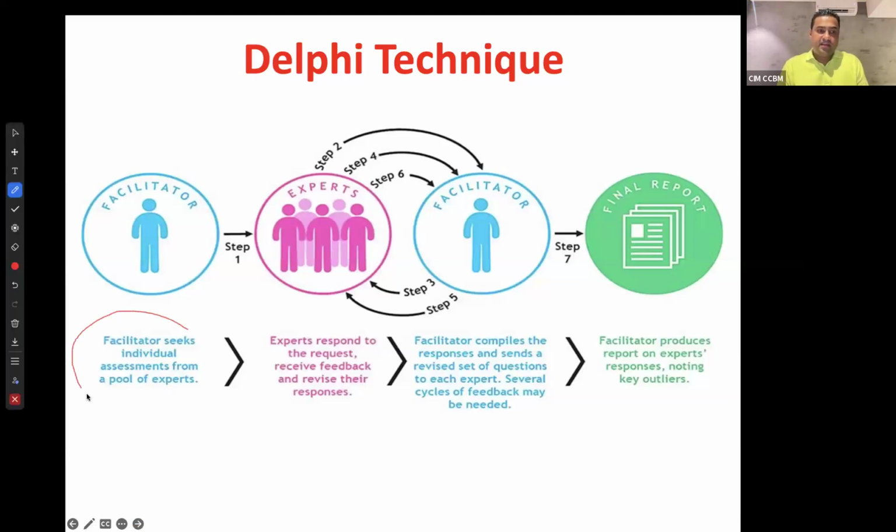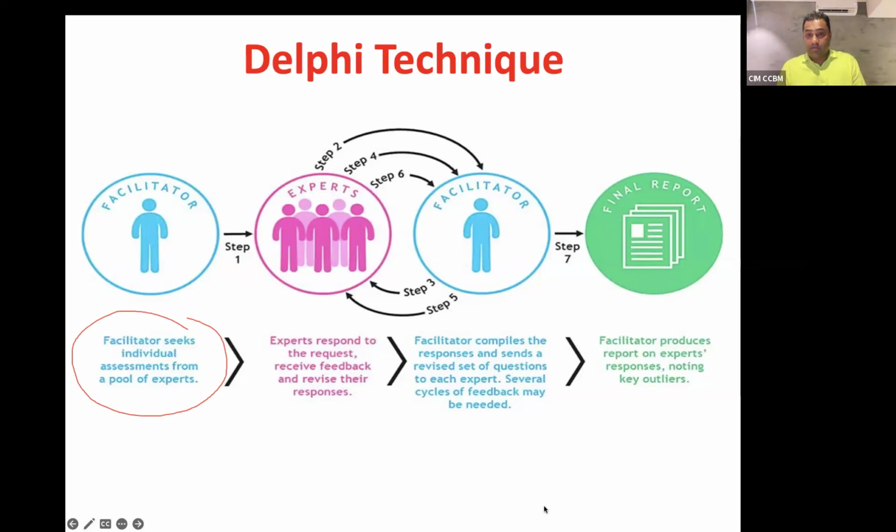The facilitator gets a pool of experts, right? And then step 1, step 2, right? You have the facilitator and the team of experts, right? Step 3, experts respond to the request and receive feedback for their responses. Then you go into step 4, again you go into the facilitator. Facilitator compiles the responses and sends a revised set of questions to each expert.